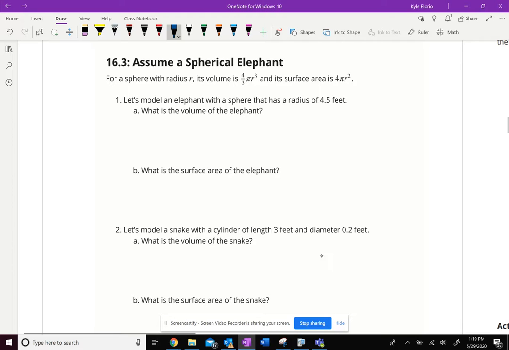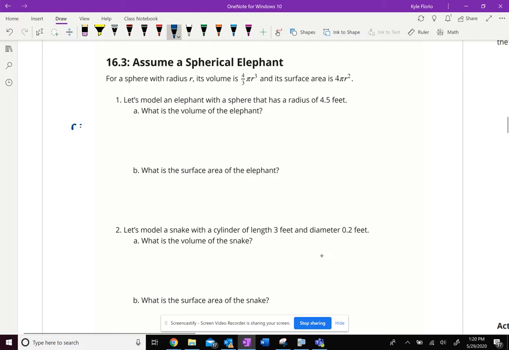So assume a spherical elephant. Assume the elephant is in the shape of a circle. For a sphere with radius r, its volume is 4/3 pi r cubed, and its surface area is 4 pi r squared. So let's model an elephant with a sphere that has radius of 4.5. So what's the volume of the elephant?